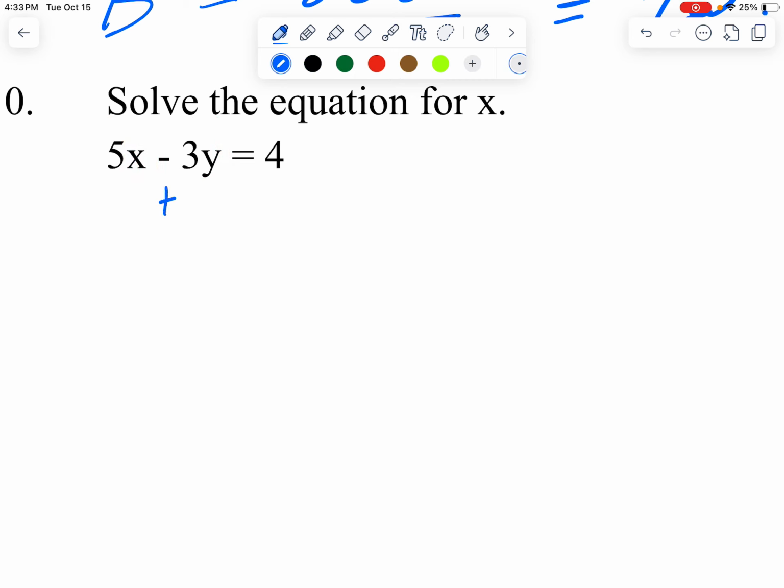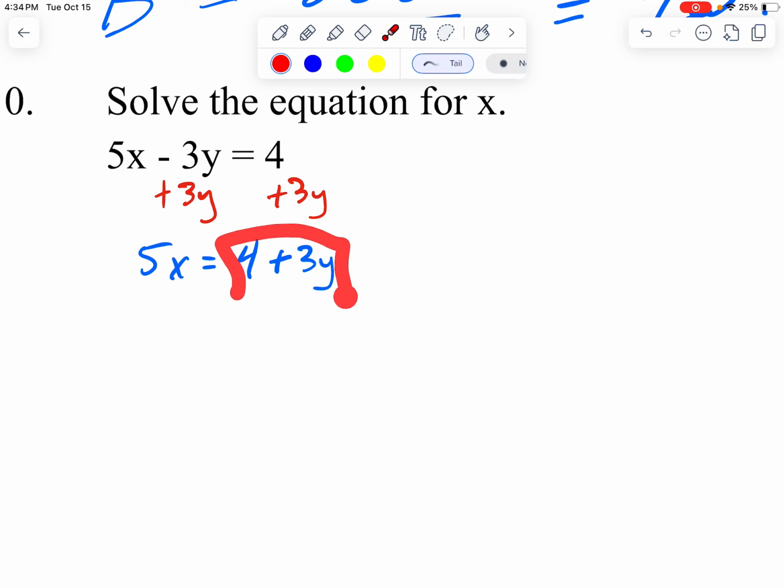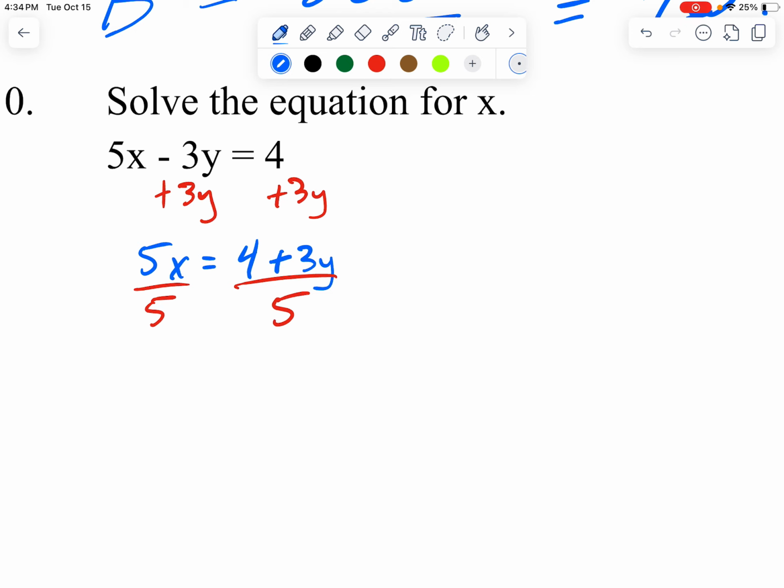So since this is a minus 3y, I'm going to add 3y to both sides of my equation. And when I do, that's going to give me 5x equals 4 plus 3y. The only thing that's different is I can't combine these terms now. It just has to stay like this. And then 5x means 5 times x, divide by 5, and we get our final answer. x equals (4 plus 3y) divided by 5. And that's it. It just has to stay like that.